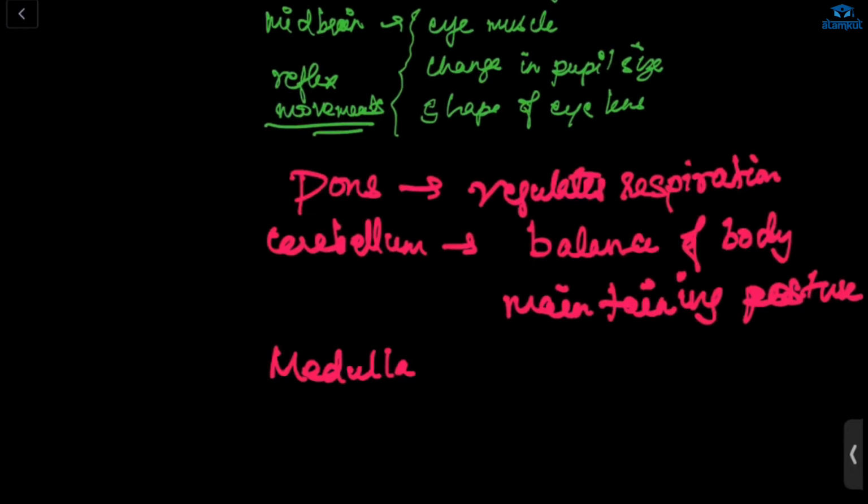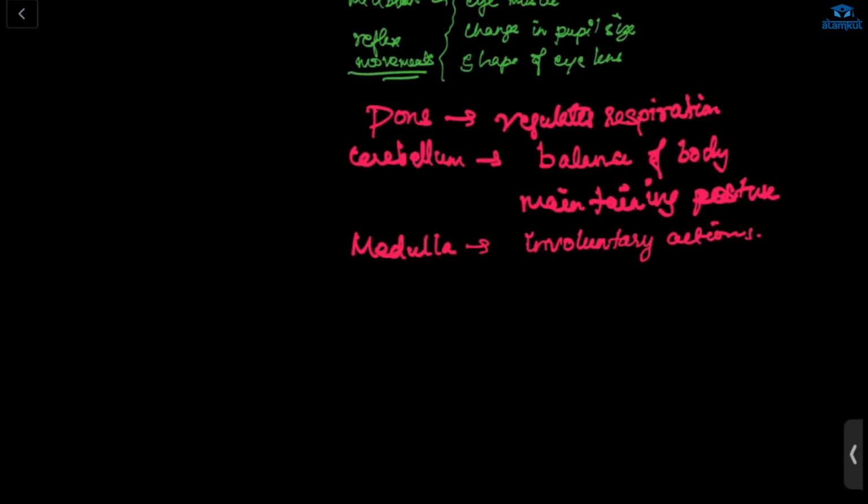What about the medulla? It manages involuntary actions, especially temperature regulation, also vomiting, heartbeat. All that will come under involuntary actions. And ma'am, what about blinking of the eye? That is also involuntary. Is it controlled by the medulla? Yes, all the involuntary actions will be controlled by the medulla.